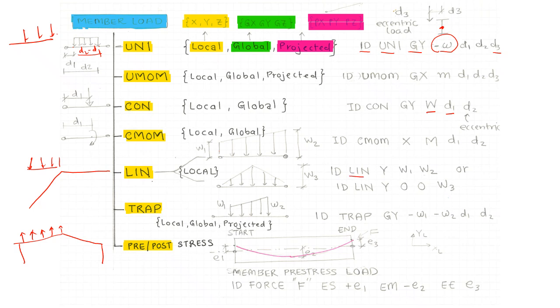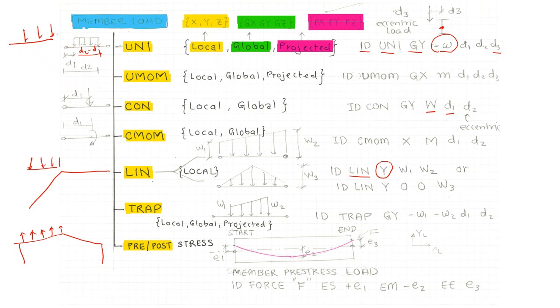So we are writing linear, and it is always along local. That is the difference between linear and uni. So linear load is always along the local axis, start and end.